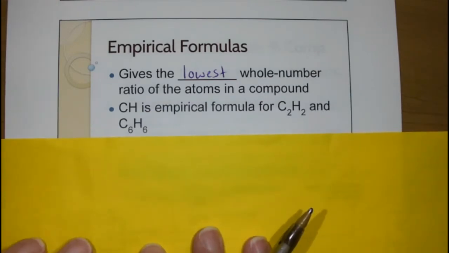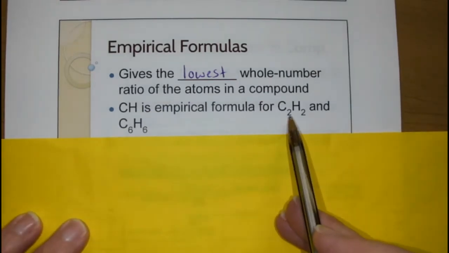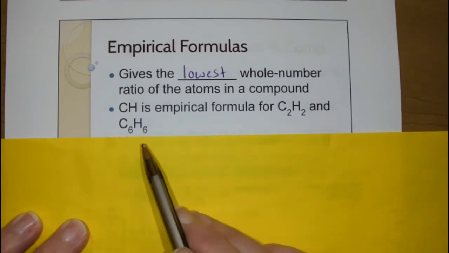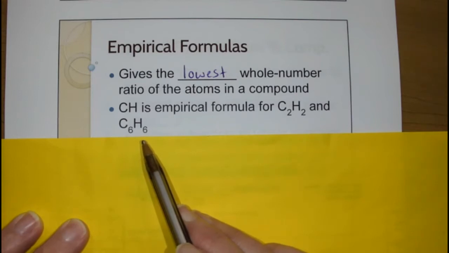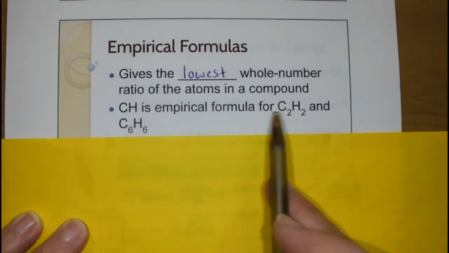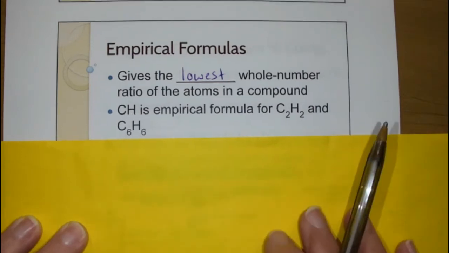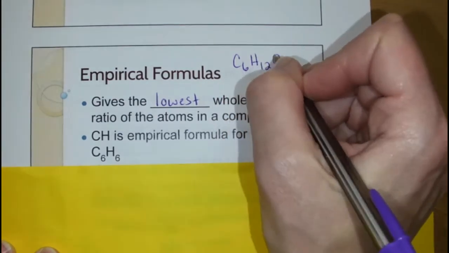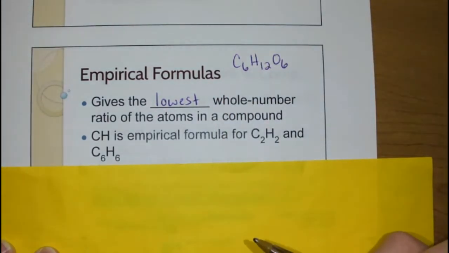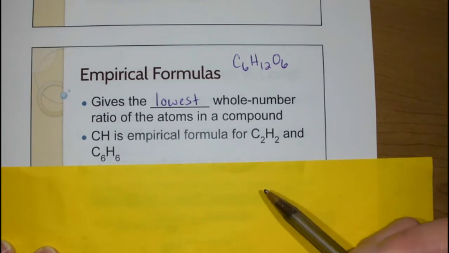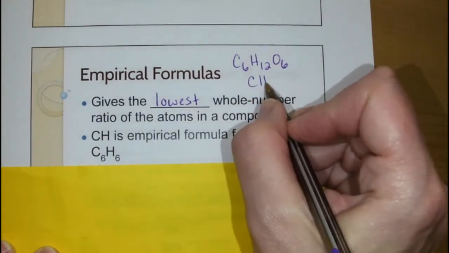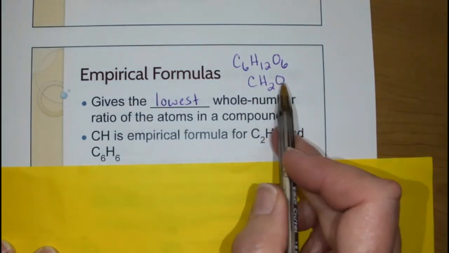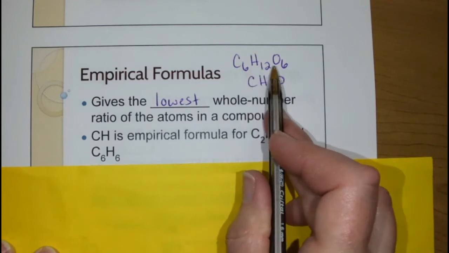So for example, if we were talking about the compound C2H2 or C6H6, those are actual legitimate molecular compounds for which you would say the empirical formula for both of those is CH. So it's just like sugar or glucose, C6H12O6, that's the formula for sugar. But if we wanted to know sugar's empirical formula, it would be CH2O, because that shows the ratio of atoms of carbon to atoms of hydrogen to atoms of oxygen.